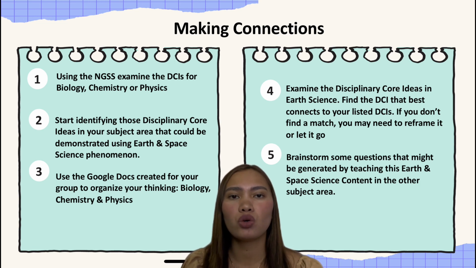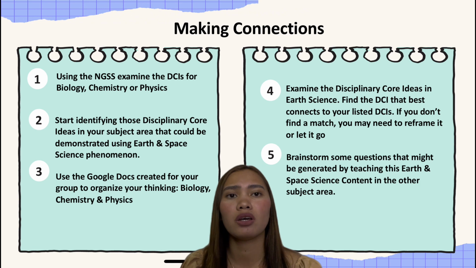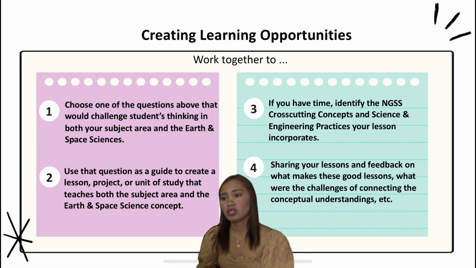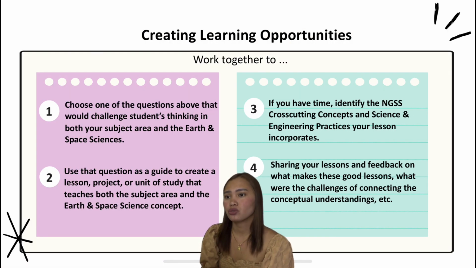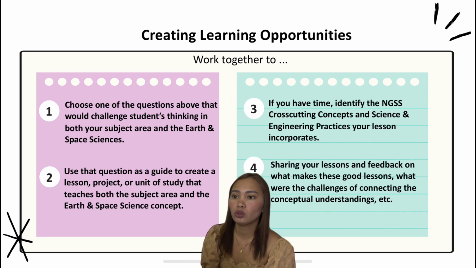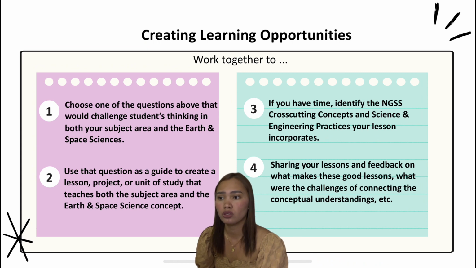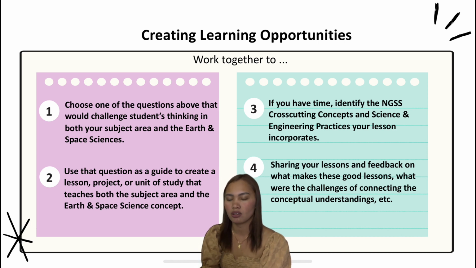Last is brainstorm some questions that might be generated by teaching this Earth and space science content in the other subject area. After making connections, they are tasked to create learning opportunities, and they will work together to first choose one of the questions above that would challenge students' thinking in both your subject area and the Earth and space sciences. Second, use that question as a guide to create a lesson, project, or unit of study that teaches both the subject area and the Earth and space science concept.